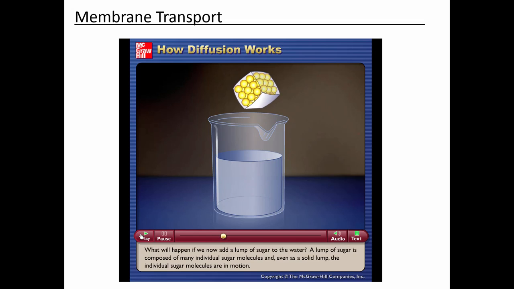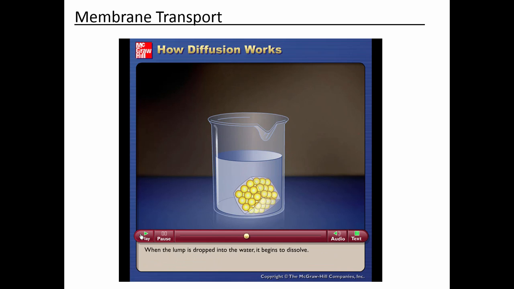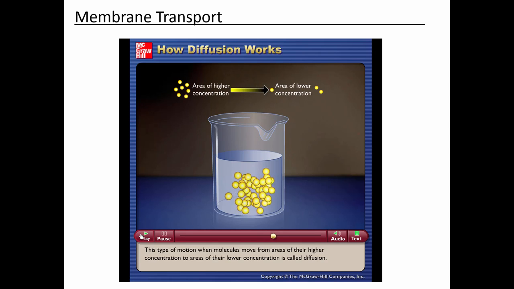What will happen if we now add a lump of sugar to the water? A lump of sugar is composed of many individual sugar molecules, and even as a solid lump, the individual sugar molecules are in motion. When the lump is dropped into the water, it begins to dissolve. Individual sugar molecules move randomly and constantly from the area where they are common to the area where they are scarce. This type of motion, when molecules move from areas of their higher concentration to areas of their lower concentration, is called diffusion.